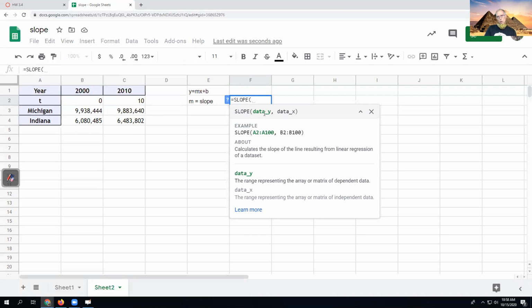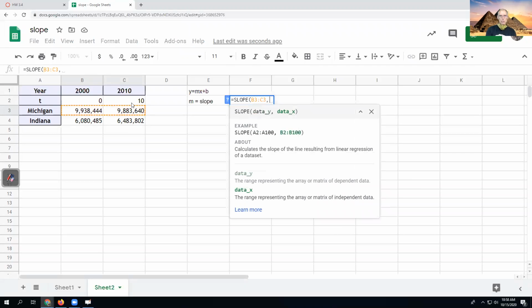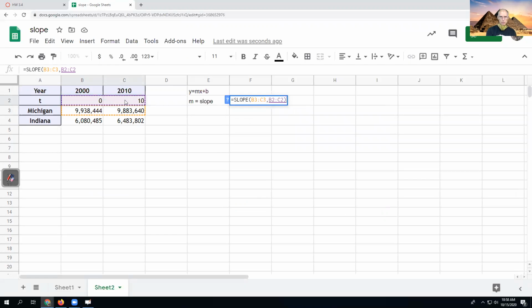It says, hey, where are your y values? Well, for Michigan, these are my y values, the population. And then where are your x values? And then here are the corresponding x values. And then close it, and it will find me a slope. So this says, on average, Michigan's population decreased by around 5,480 people per year. Because again, t was years after 2000, and these are people. So people per year is what the slope gives us.